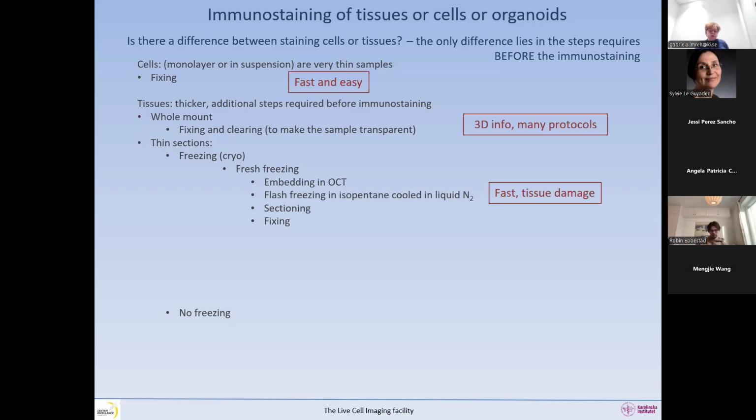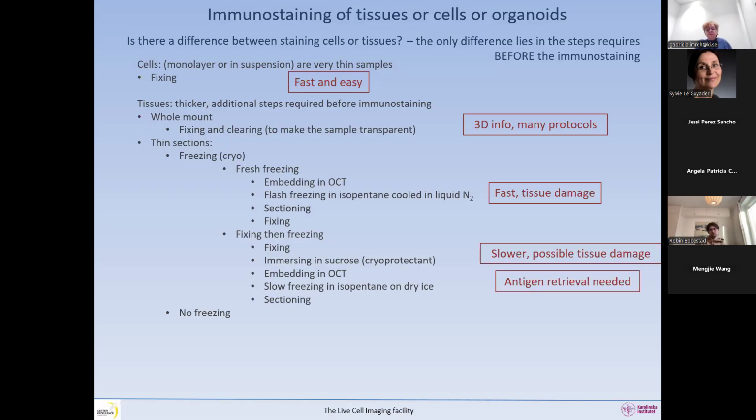The good thing is that we don't need to perform antigen retrieval. The other way is to fix them first and then freeze them. So we fix our tissue, and then we immerse it in sucrose, which is used as a cryoprotectant. After which we embed them in OCT, and we slowly freeze in isopentane or dry ice. And only after that we will section them. So already with the cryosection, we can treat them in different ways.